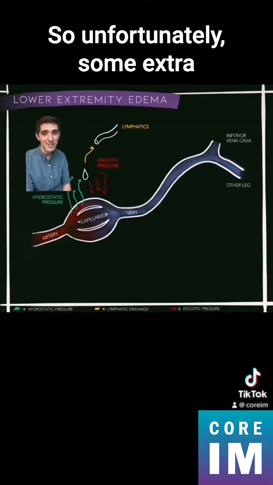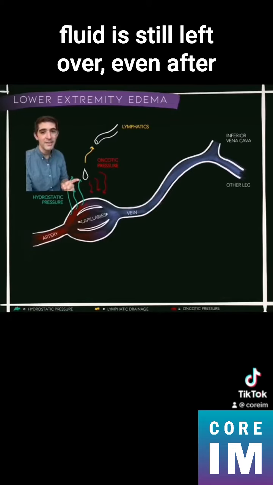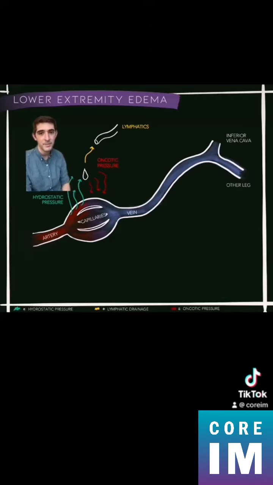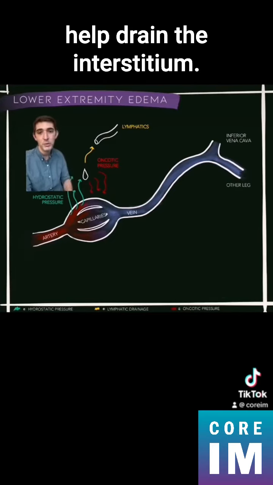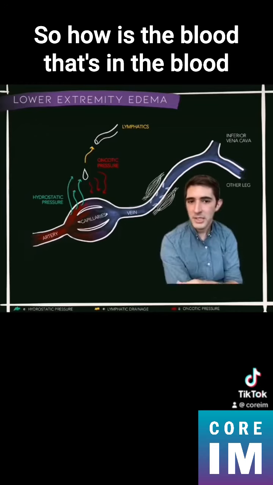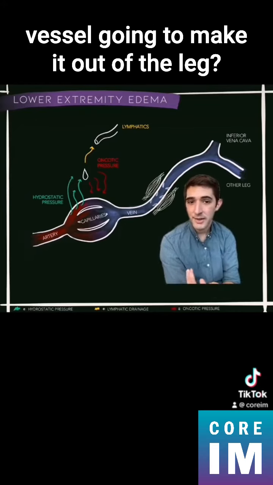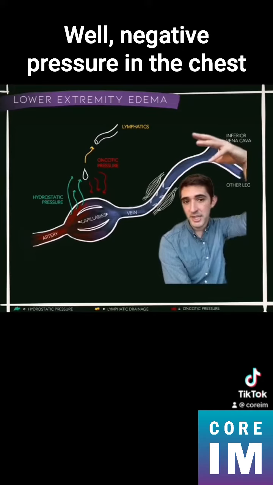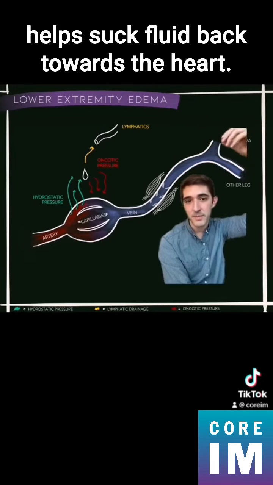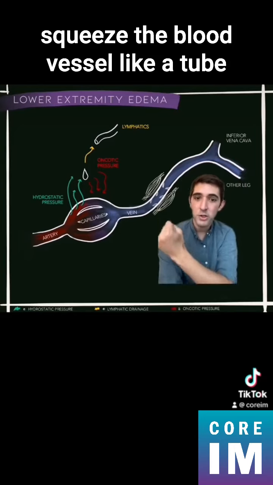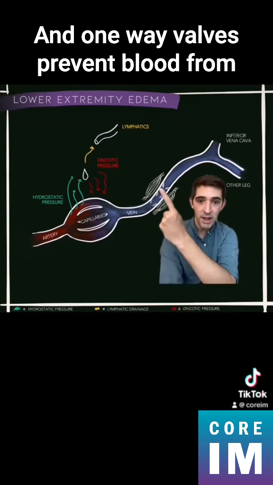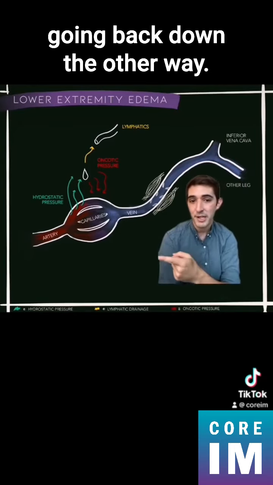So unfortunately, some extra fluid is still left over even after oncotic pressure does its thing. So the body has a secondary drainage pipe called the lymphatics to help drain the interstitium. So how is the blood that's in the blood vessel going to make it out of the leg? Well, negative pressure in the chest helps suck fluid back towards the heart. Meanwhile, muscles in the leg help squeeze the blood vessel like a tube of toothpaste. And one-way valves prevent blood from going back down the other way.